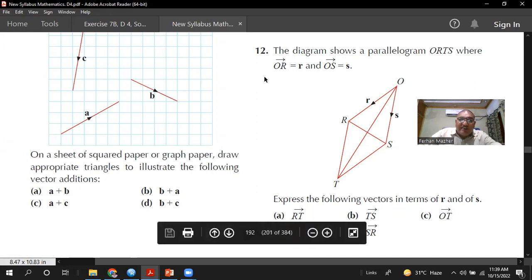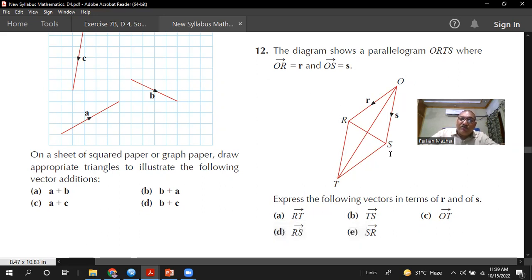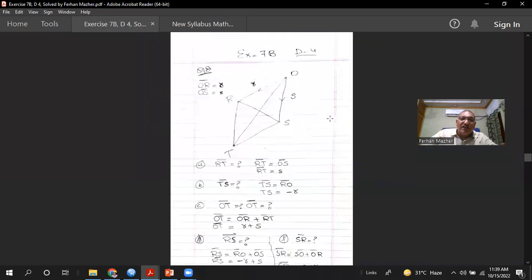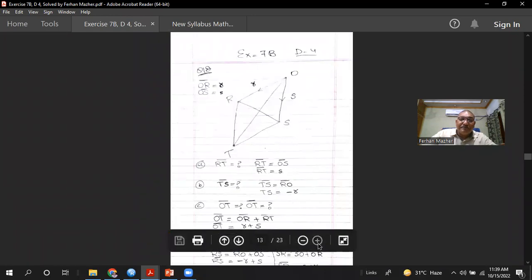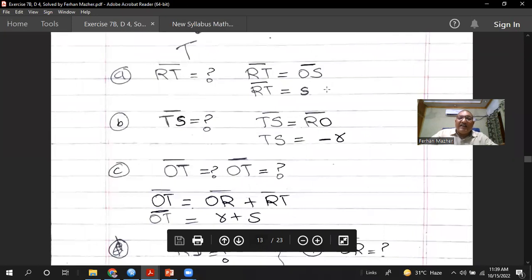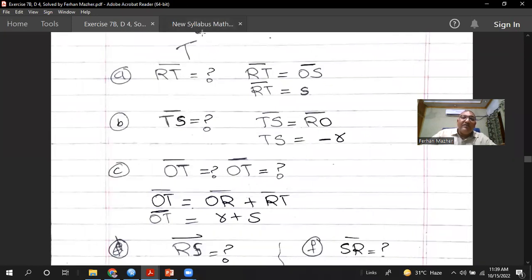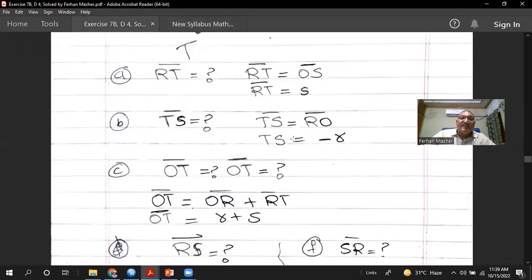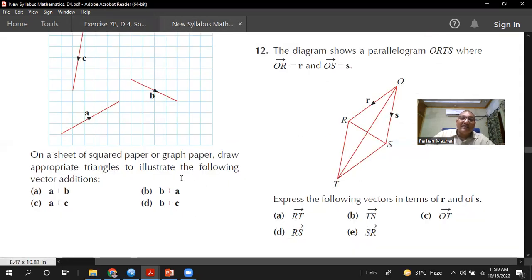So the first question is what is RT? RT is equal to OS, so that will be S. So we are using this parallelogram. RT will be equal to OS, and RT will be equal to the vector S. Then the question is what is TS? TS will be equal to RO, and that will be minus R. So TS is equal to minus R vector.